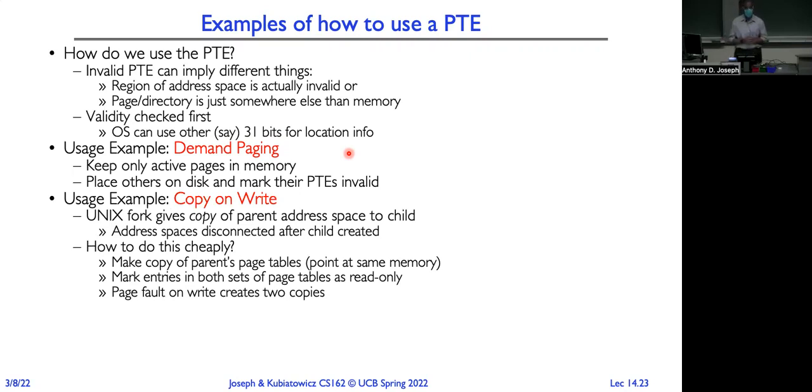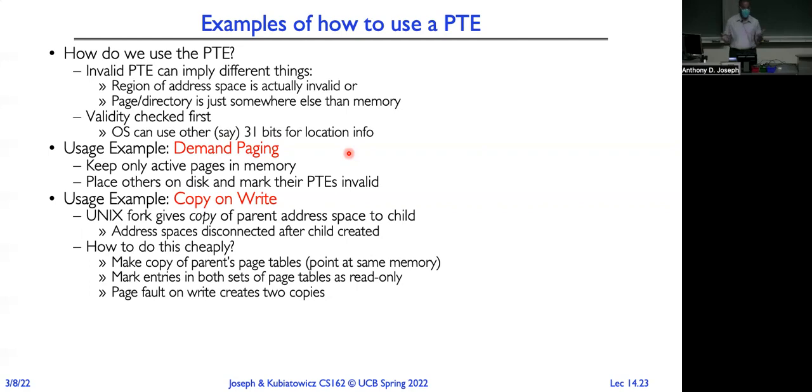Another example is, remember a fork. When I do a fork, it's really fast, because I don't actually copy all of the parent's address space and create a copy for the child. Instead, I just copy the page tables. So I copy all of the page tables, which is going to be much, much smaller, and I mark any entries that were read-write as read-only.